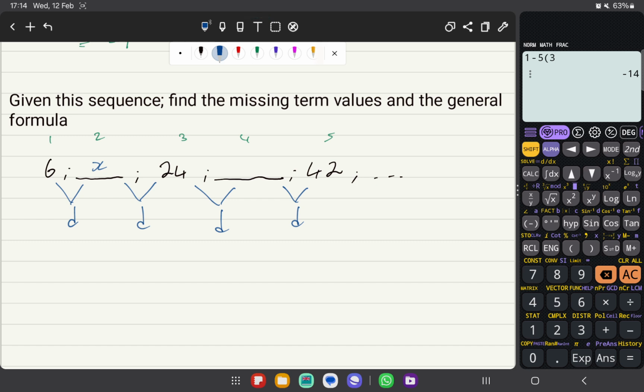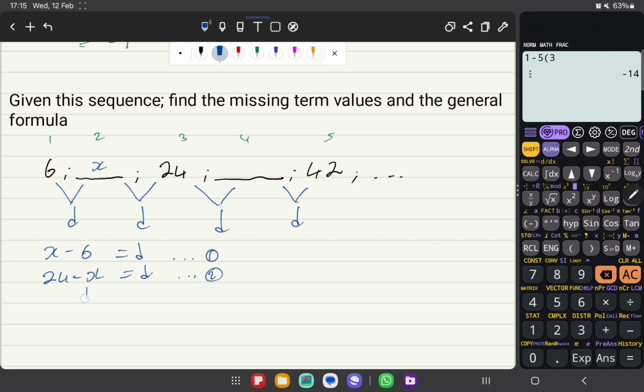Yeah, cool. So now I can say X minus 6 is gonna give me D, right? And 24 minus X has to give me D as well. Now it looks like I have simultaneous equations. That's equation 1, that's equation 2.